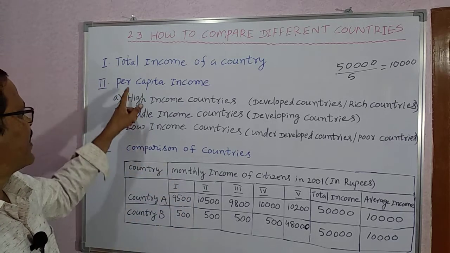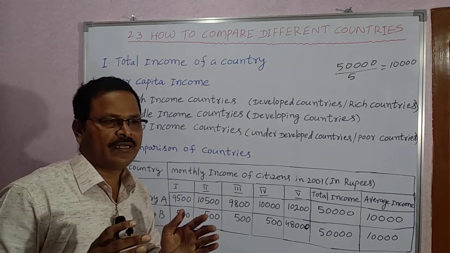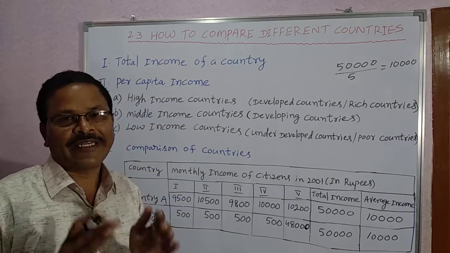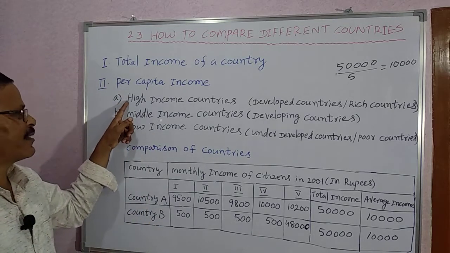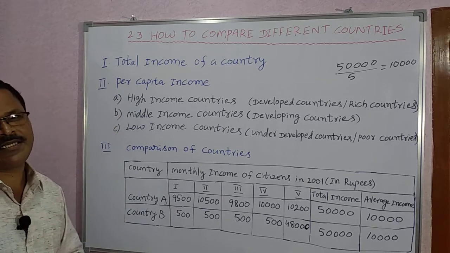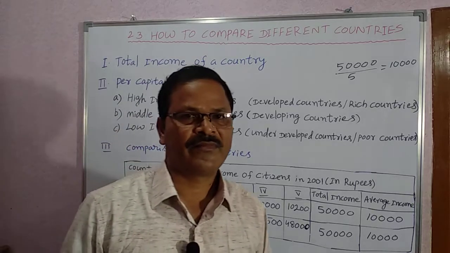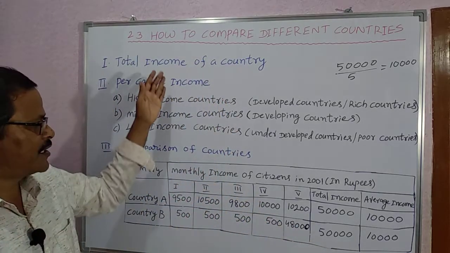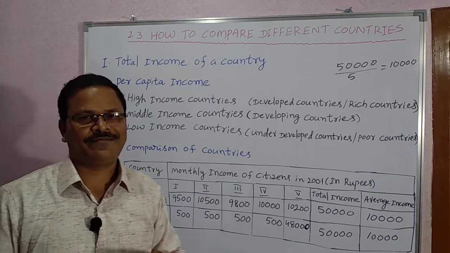On the basis of per capita income, the World Development Report divided the countries into three categories. Those three categories are high income countries, middle income countries, and low income countries. These are the points we learned today. Thank you.